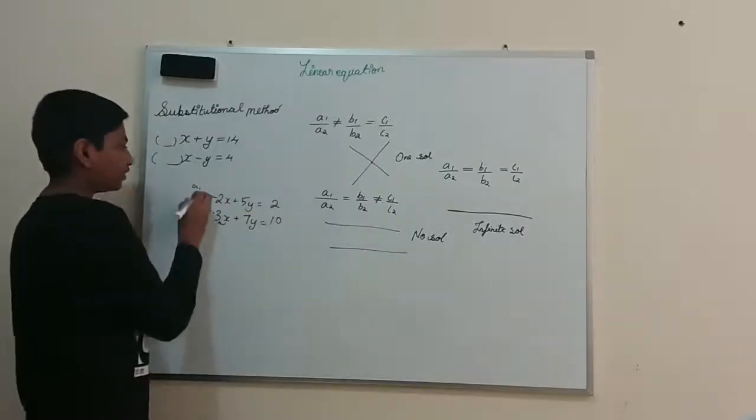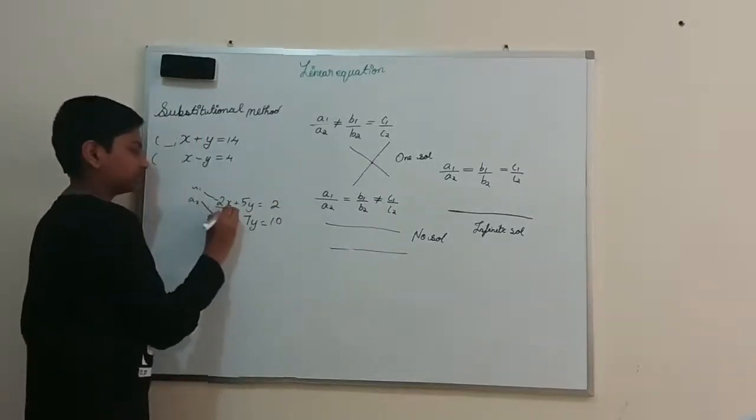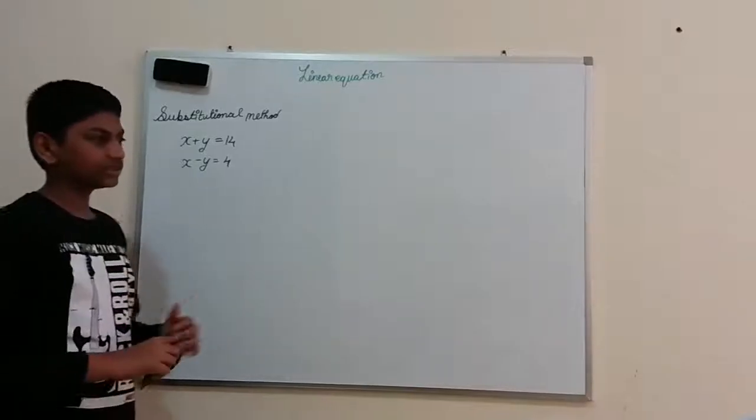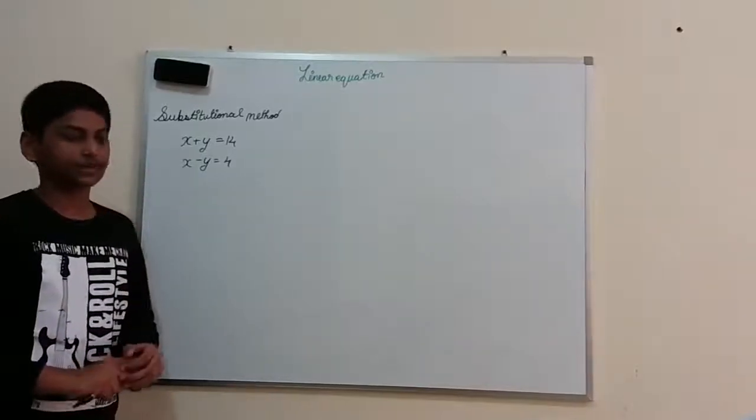Okay, so a1 will be nothing but the one having the variable x, and b1 will be nothing but the one having the variable y. Same for b2 also. In front of y, that will be the value for b2 or b1. And the one which does not have a variable will always be the value of c1 and c2. Now let's solve this equation using the substitution method.